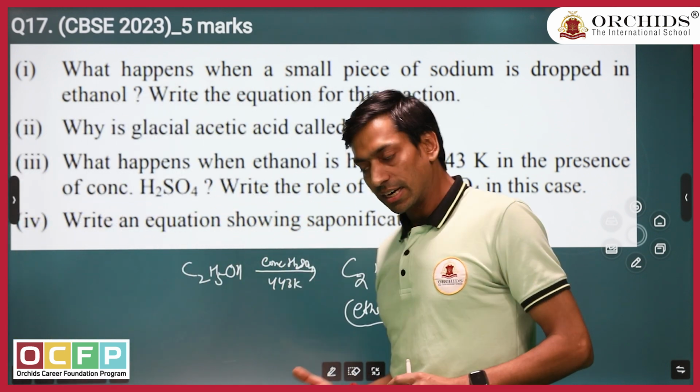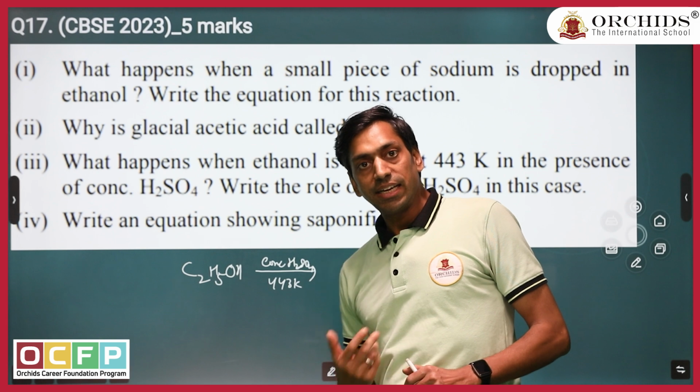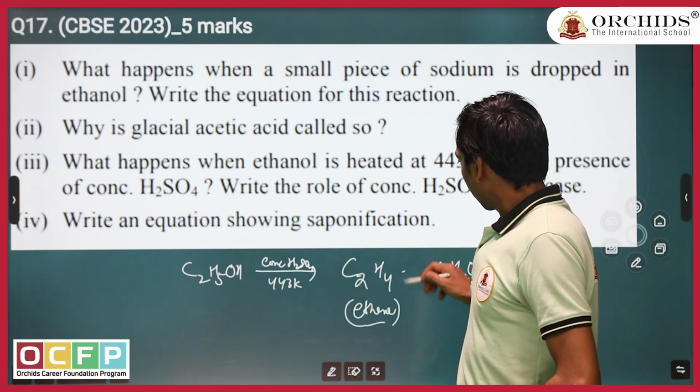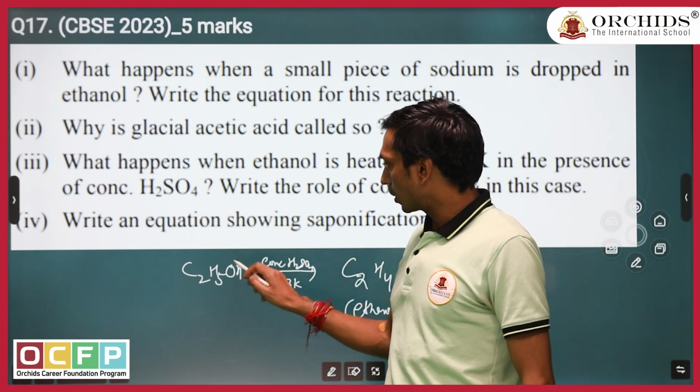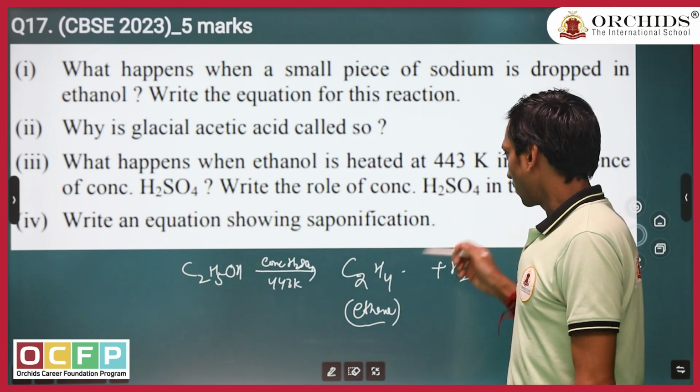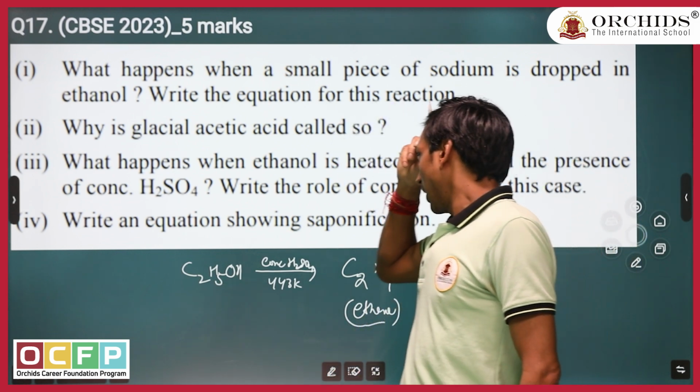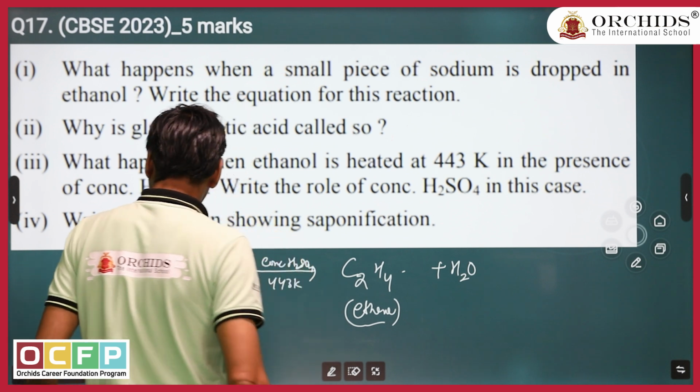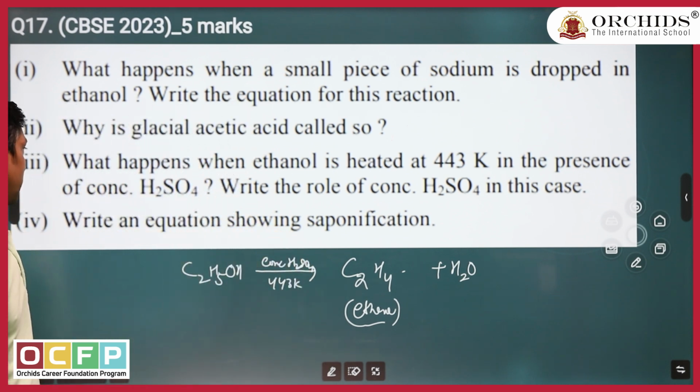So this is the reaction, and the role of sulfuric acid here is that it acts as a catalyst, and second, it is a dehydrating agent. What is the purpose of the dehydrating agent? It removes a water molecule from alcohol, removing H2O and turning it to the unsaturated hydrocarbon ethene.